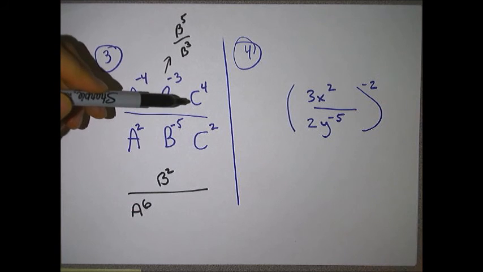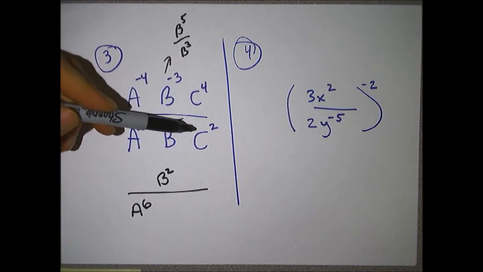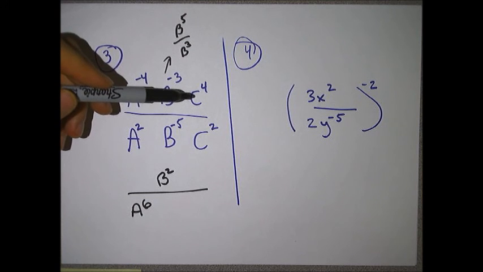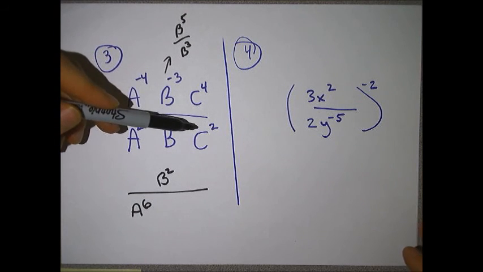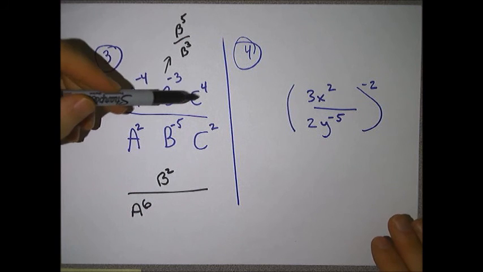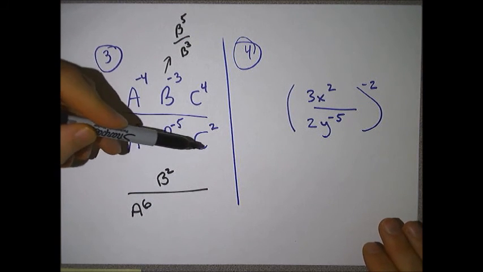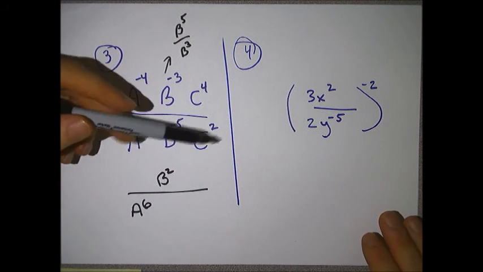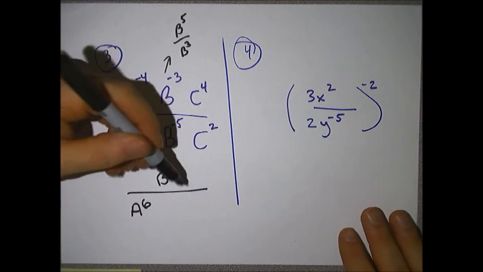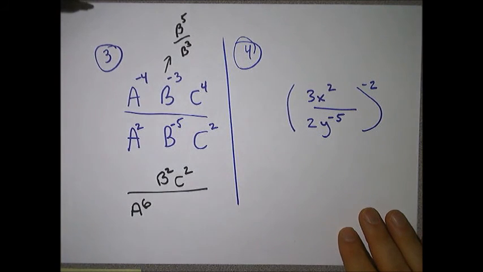Similarly with the c's, you have 4 of them up here, 2 of them down here. Neither of them are going to move because neither are negative. So I have 4 up top, I have 2 on the bottom. So I say I have 4 c's up top, and I have 2 c's on the bottom. So I can cancel 2 down here with 2 up here. Leaves me a total of 2 c's up top.